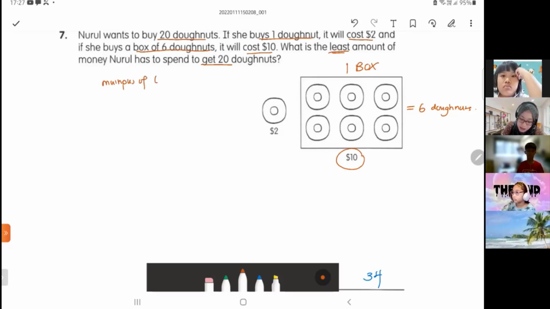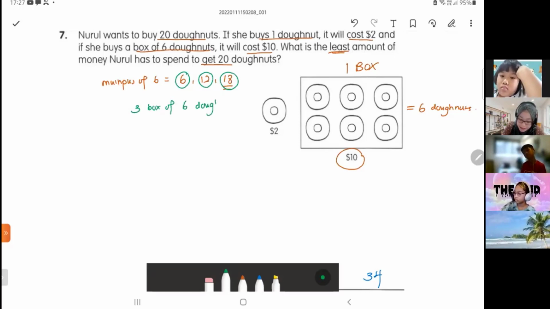Multiples of 6: I have 6, 12, 18. So I can buy 18 donuts for the boxes, right? How many boxes can I get then? It will be 1, 2, 3. I can get 3 boxes, so 3 boxes of 6 donuts. 1 box is $10, so $10 times 3 equals $30.